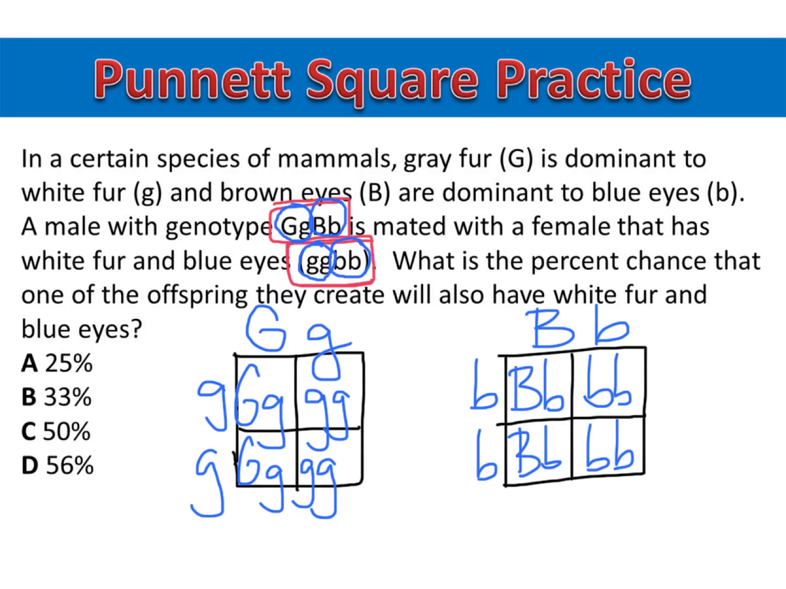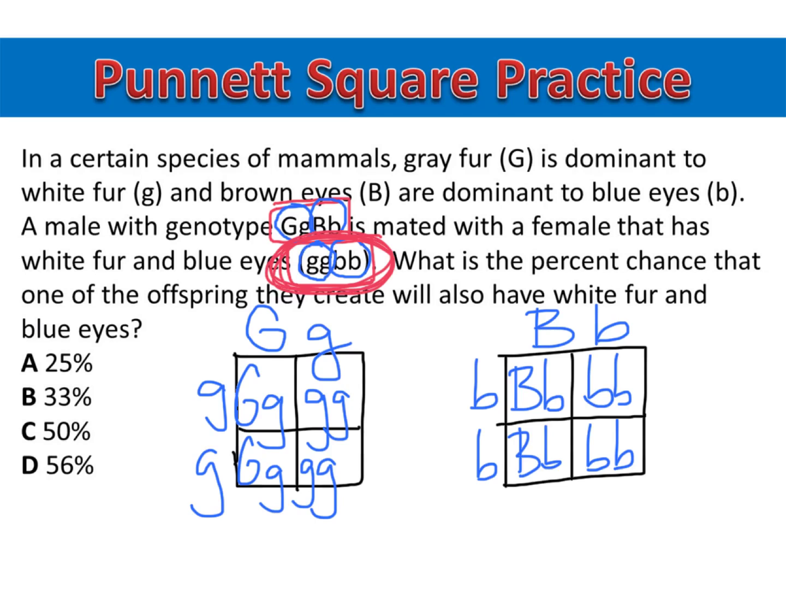What is the percent chance that one of the offspring they create will also have white fur and blue eyes? Well, they told me up here that the female has white fur and blue eyes, and that her genotype was little g, little g, little b, little b. That's because in order to express the recessive trait in your phenotype, you have to be homozygous recessive. Since white fur and blue eyes are both recessive traits, that means that the offspring I'm looking for will also be homozygous recessive for both traits. So I'm looking for little g, little g, little b, little b, so that the offspring will have white fur and blue eyes.